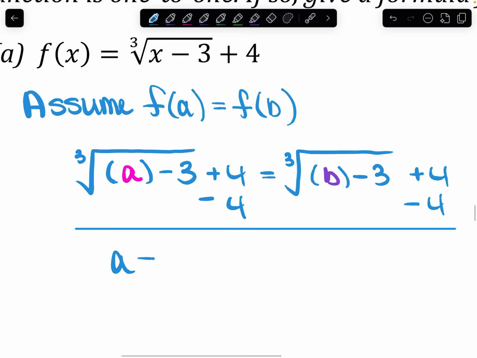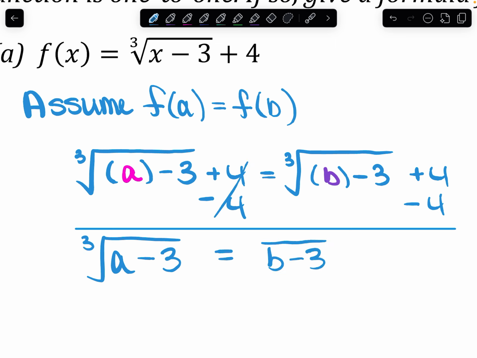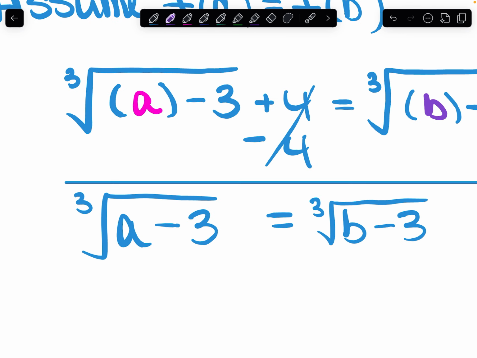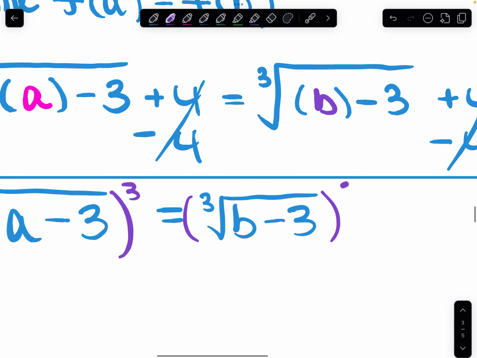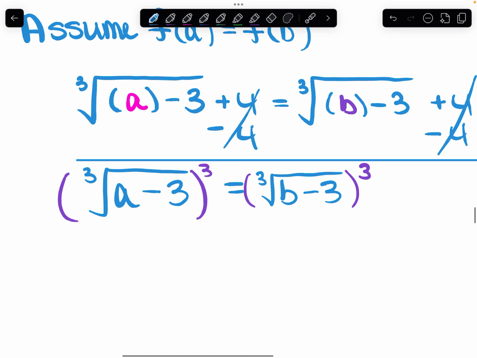It's going to leave us with a minus 3 under that cube root, 4 zero out, equals b minus 3 under a cube root. Those 4s also zero out. All right, next step is to undo the root or exponent. A cube root is undone by a third power. So I'm going to cube the left and cube the right. That cube is just like a square root and a square. It drops it. So then we have a minus 3 equals b minus 3.